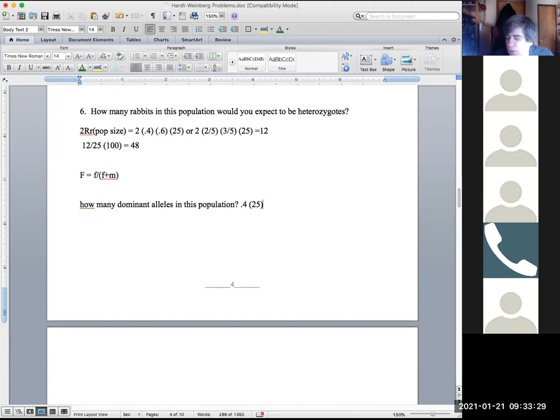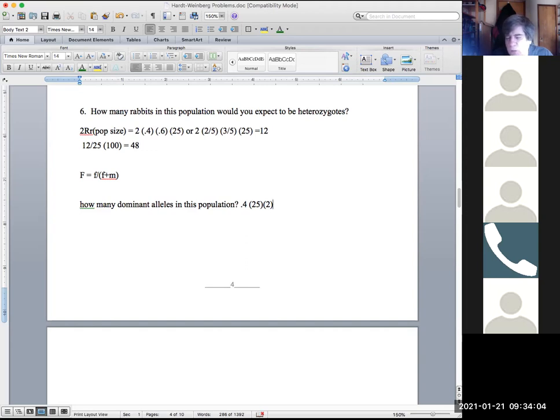If we were looking at a population of people, and I asked how many alleles you have for skin pigmentation, for whether you're an albino or you have normal skin color, how many alleles do you have for that? 2, 1 from each parent. So after we multiply by the population, we've got to multiply by 2 because everybody has 2 alleles.